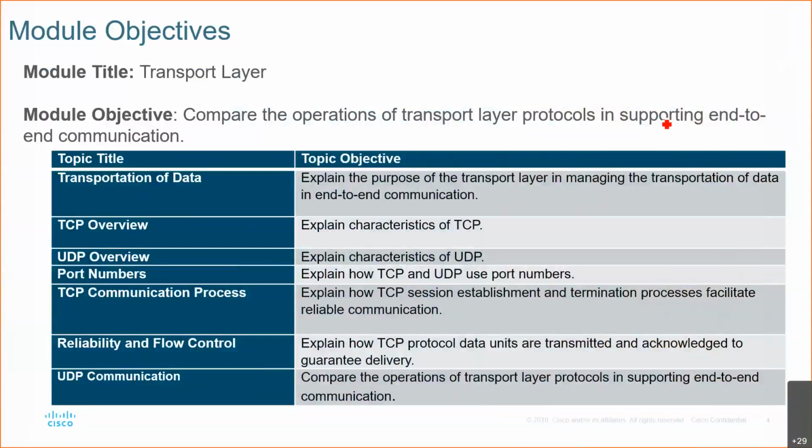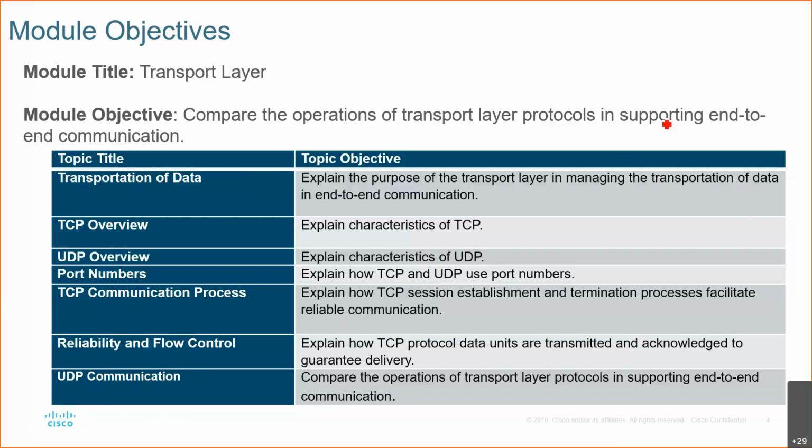So, the objectives: why do we need transport layer in the first place? How does it ensure end-to-end communication? We will look at the characteristics of transport layer, specifically in form of TCP and UDP, because those are the two most important protocols in your transport layers. We'll also look at the importance of port numbers in TCP and UDP.